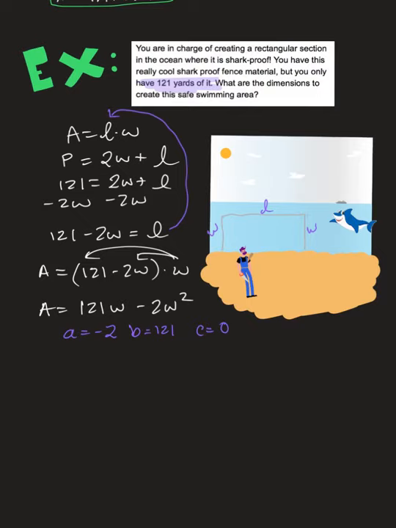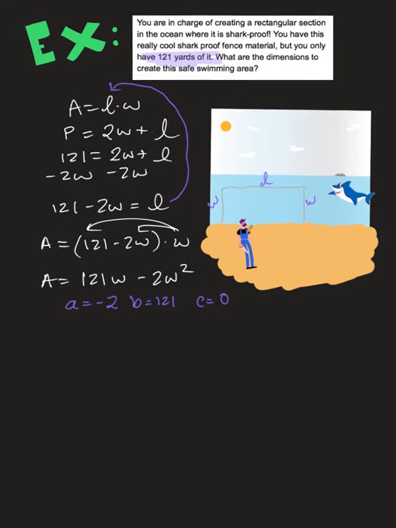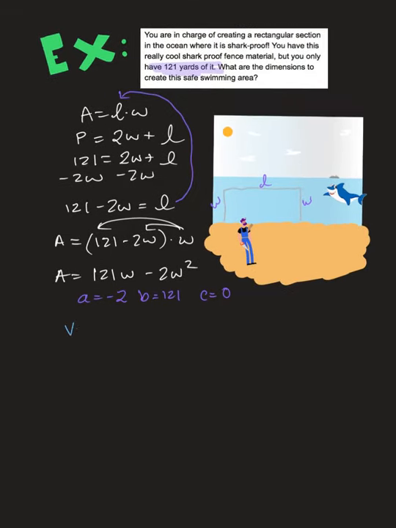Okay, and we're trying to maximize our dimensions so we have the biggest safe swimming area. So let's actually write out our vertex formula. And in this case, it's W is equal to -B over 2A. So to find the vertex, that's going to help us find our maximum dimensions. So plug in our B. So -121 over 2 times -2, plugging in our A value. And then we get 30.25 is our width.